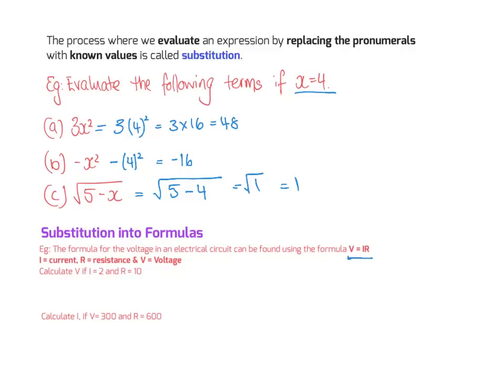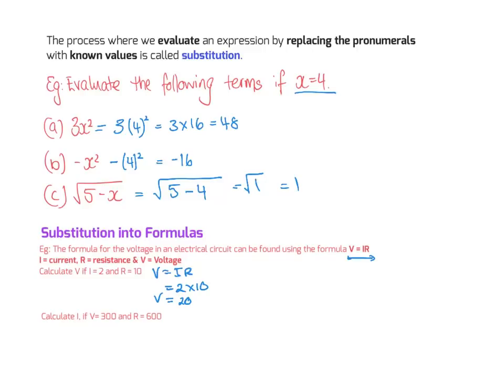Sometimes we use substitution when we've got formulas, and you would have probably been doing this method anyway in some of your science. So here we've got an example. The formula for voltage in an electrical circuit can be found using the formula V equals IR, where I is current, R stands for resistance, and V is voltage. It says calculate voltage if I equals 2, the current is 2, and the resistance is 10. So you write your formula out. You've been doing substitution without even probably knowing it. So 2 times 10, so the voltage is 20 for this example.